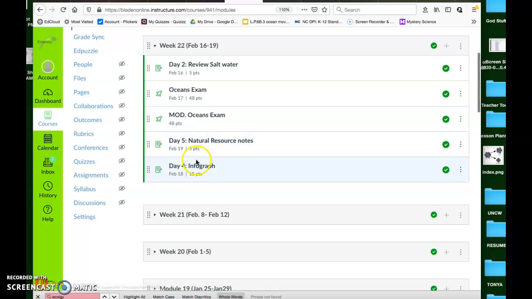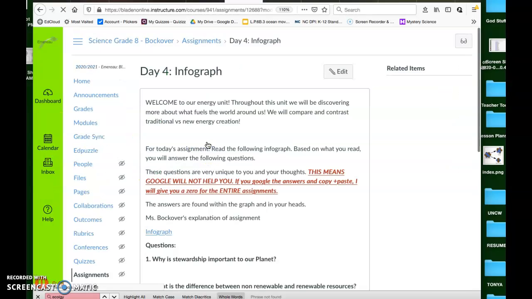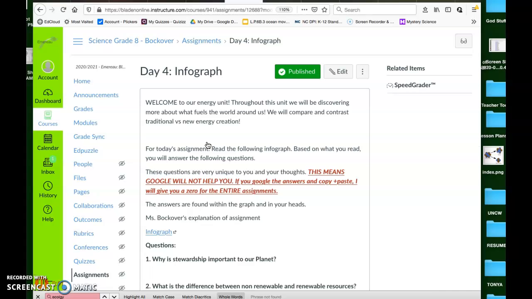And we are going to the infograph, which let's put that in order. So today starts our energy unit. I'm really excited. I love studying this, and we've already talked a little bit about energy and how we get it and some other possible ways that we could get energy.